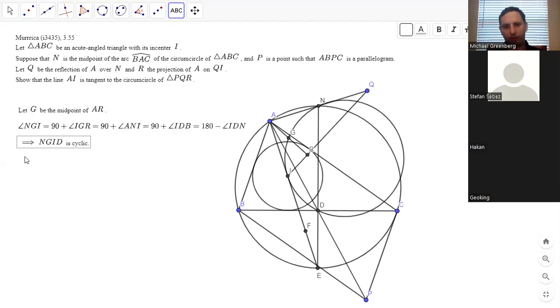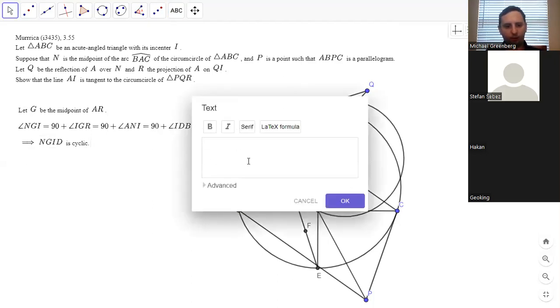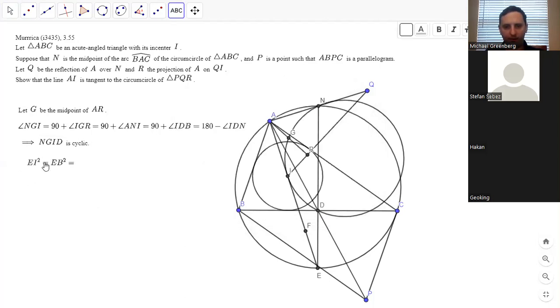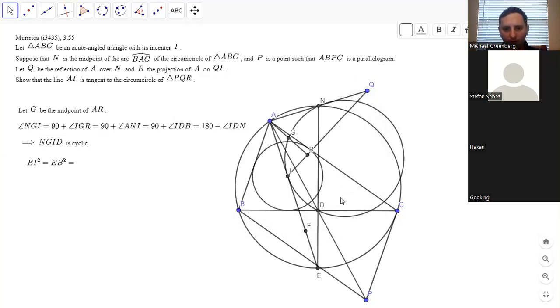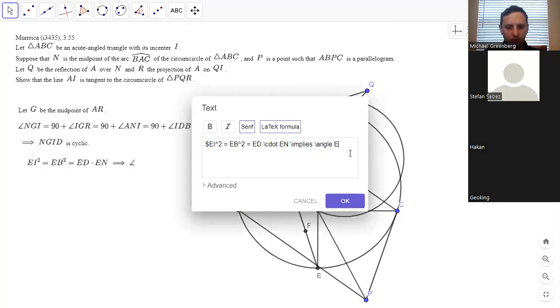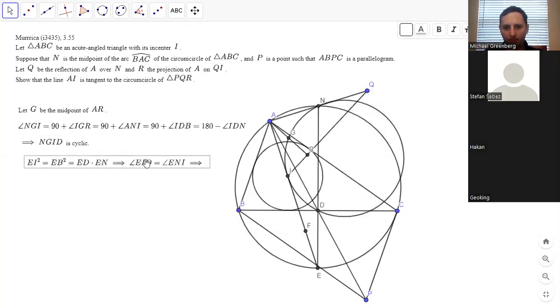So EI squared equals EB squared equals ED times EN. That means that angle EID equals angle ENI. And that means that the circle NGID is tangent to AI.